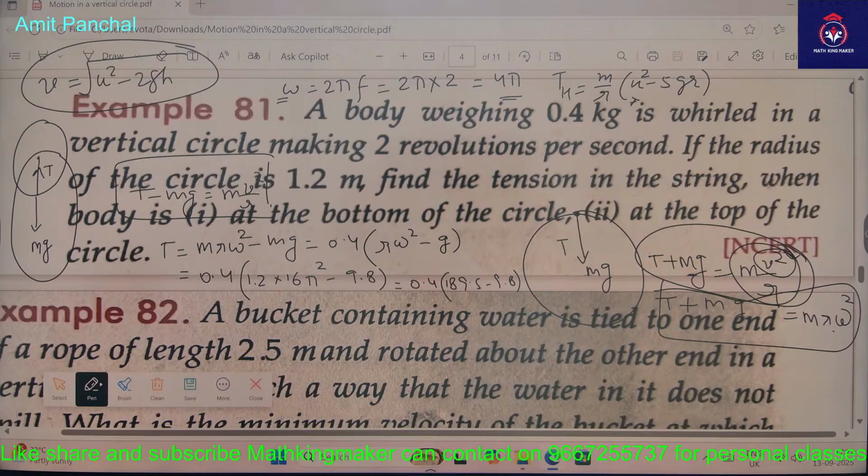At the top, mg will also act downwards and the tension is also acting downwards. That's why it will be added together. And at the bottom, mg will act downwards and T will act upwards. That's why it is subtracted. Okay, that's why T − mg will be equal to the centripetal force. Okay, thank you.